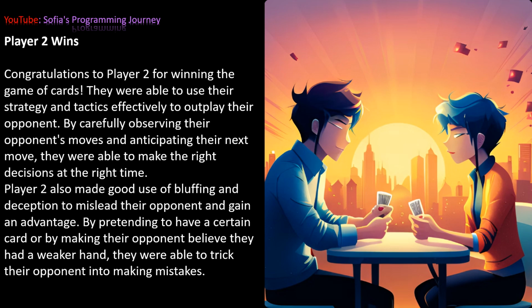Player 2 wins. Congratulations to player 2 for winning the game of cards. They were able to use their strategy and tactics effectively to outplay their opponent. By carefully observing their opponent's moves and anticipating their next move, they were able to make the right decisions at the right time. Player 2 also made good use of bluffing and deception to mislead their opponent and gain an advantage. By pretending to have a certain card or by making their opponent believe they had a weaker hand, they were able to trick their opponent into making mistakes.